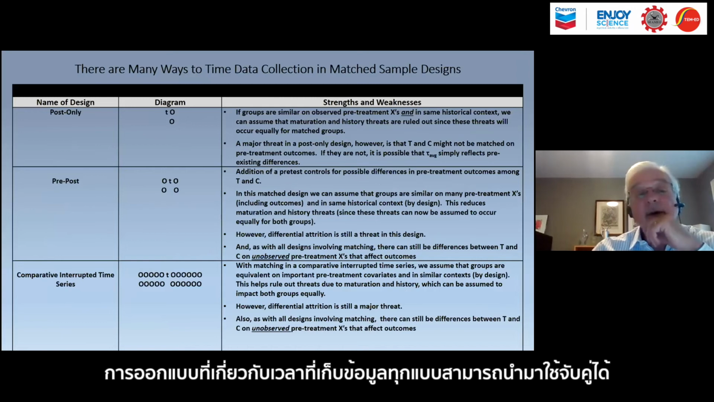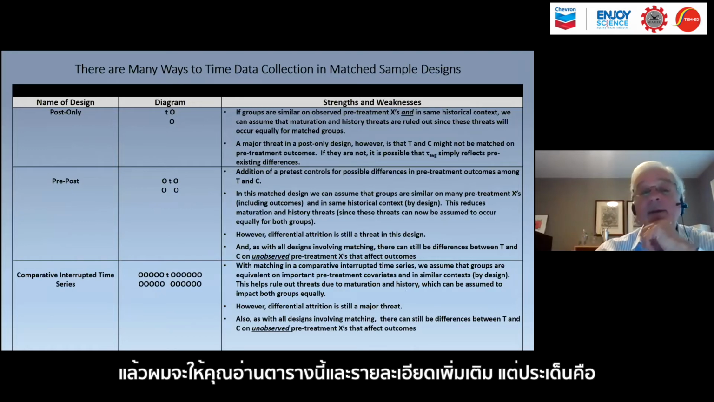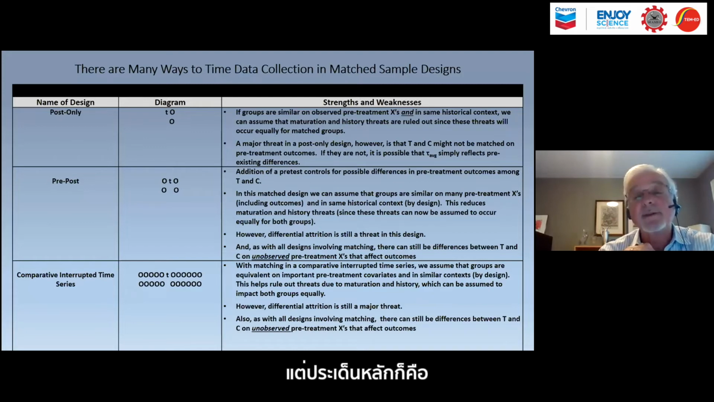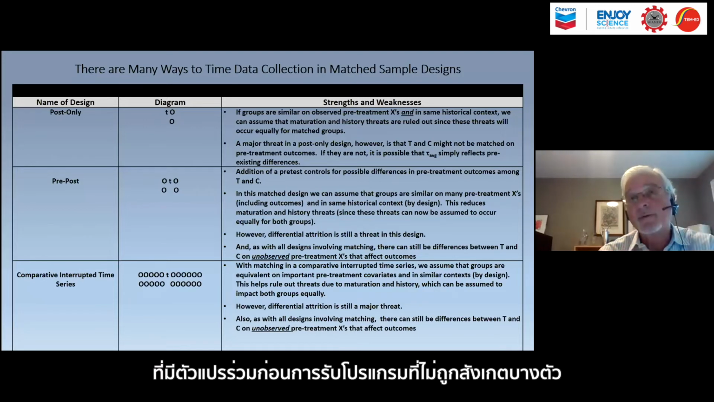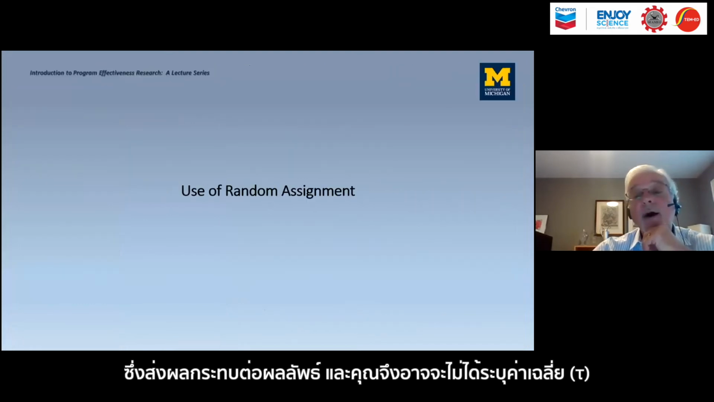Once again, all of the designs with respect to when data are collected can be used in matching. And in the interest of time, I'll let you examine this table in more detail. But the point is, this table shows you in a particular design which threats are ruled out and which threats aren't. But the main point is that you can never rule out the possibility that there are some unobserved pretreatment covariates that are affecting outcomes. And so you may not have properly identified tau average.